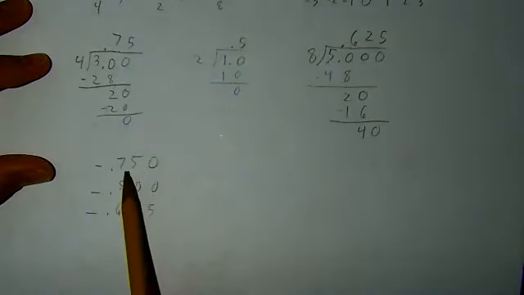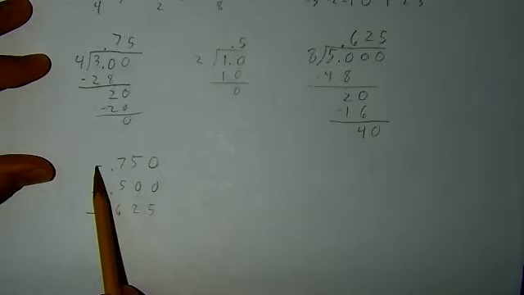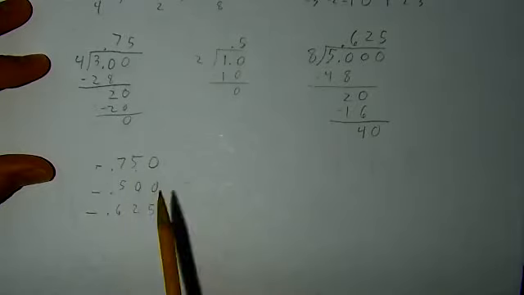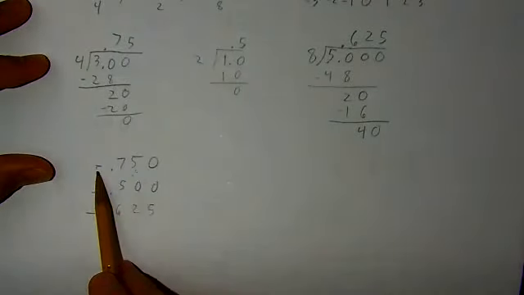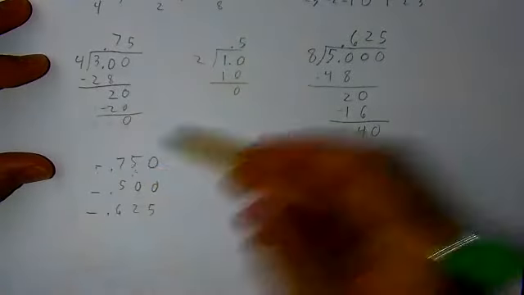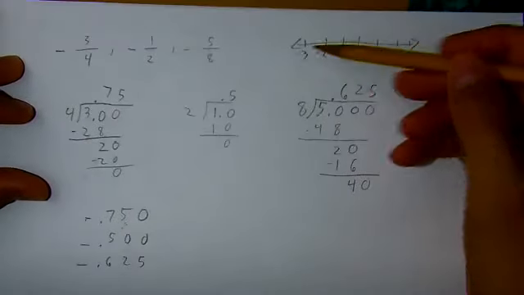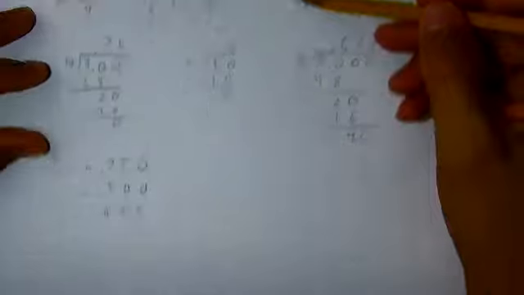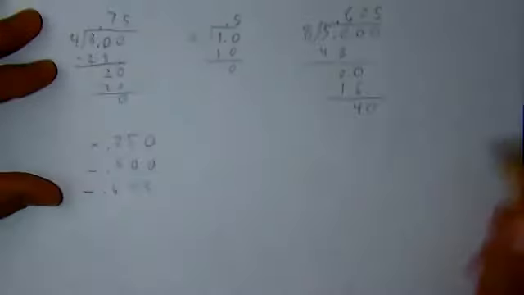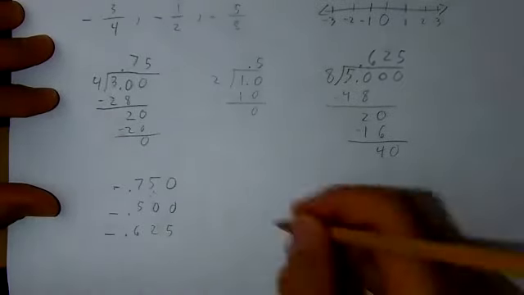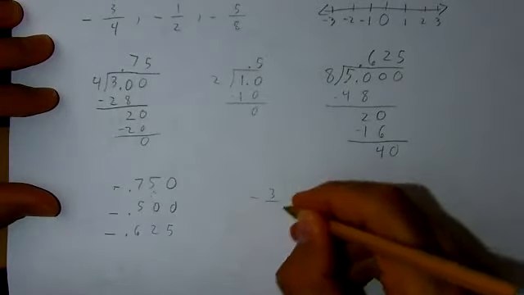So that negative changes this completely. This is actually your smallest number instead of being your largest number, because it's negative. So 0.75 would be farther this way, so it's your smallest number. So that went with 3/4. So your smallest number is -3/4.